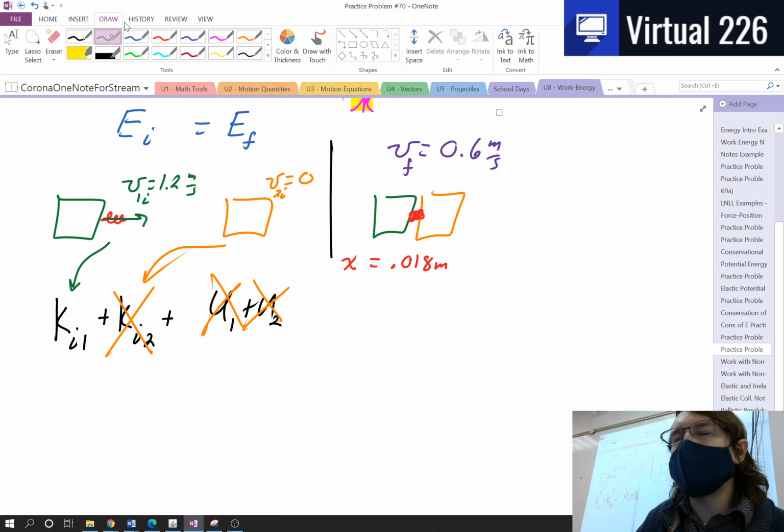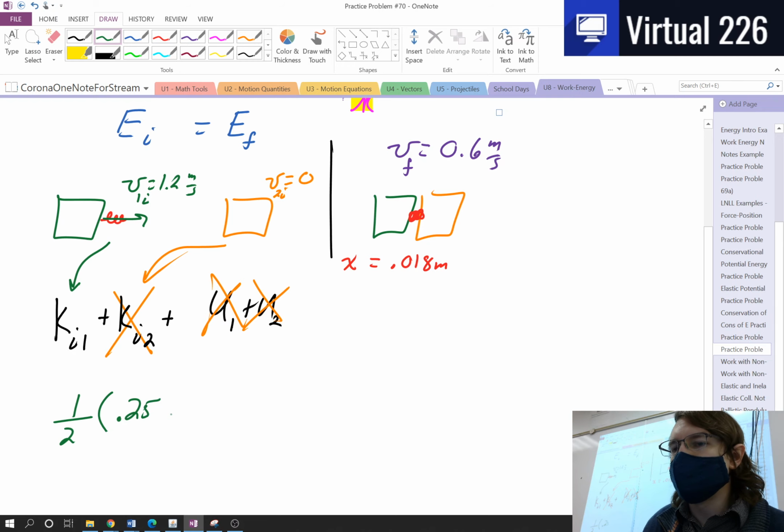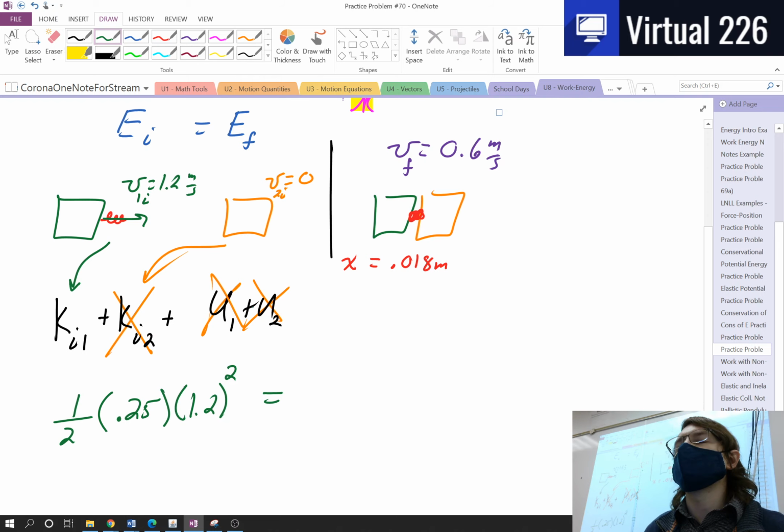So in the beginning, the only energy we have initially is the kinetic energy of this first object. We have 1/2 multiplied by its mass, so that's 0.25 kilograms, times its initial velocity, 1.2 meters per second, squared. That's the only energy we have at the start of this problem.